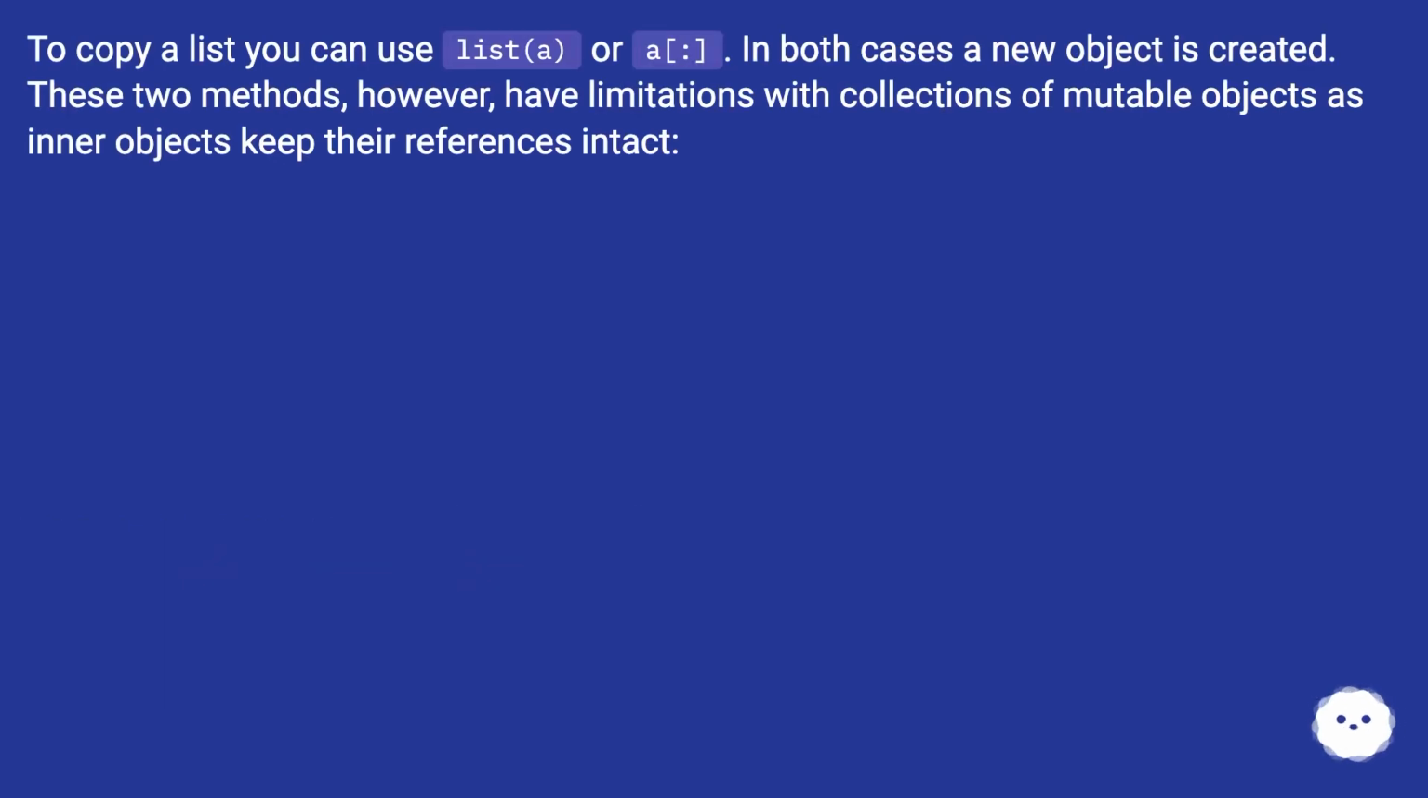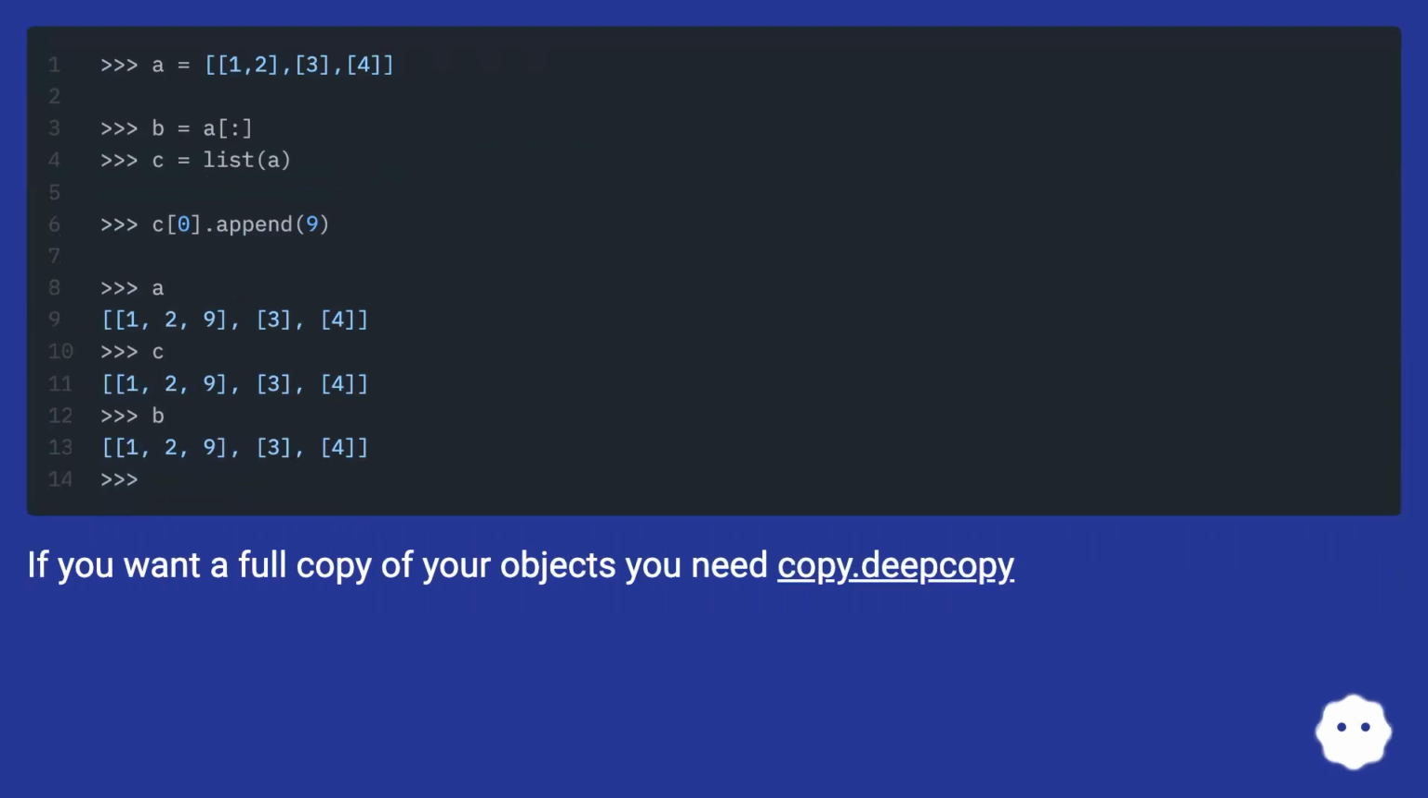To copy a list, you can use list(a) or a[:]. In both cases, a new object is created. These two methods, however, have limitations with collections of mutable objects, as inner objects keep their references intact. If you want a full copy of your objects, you need copy.deepcopy.